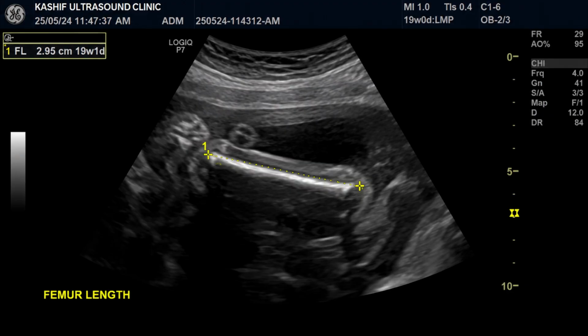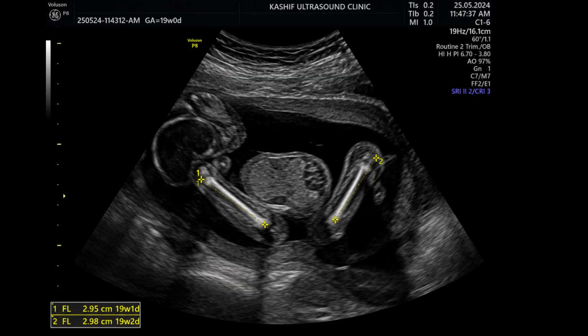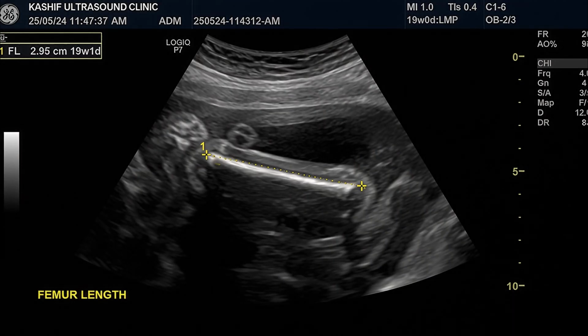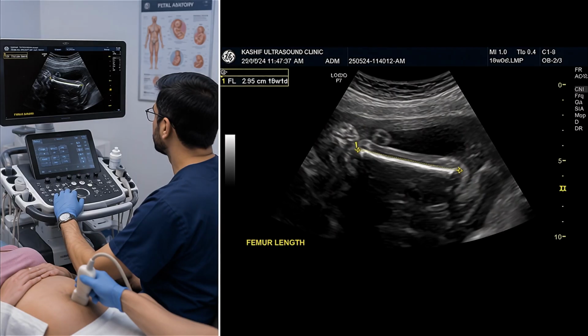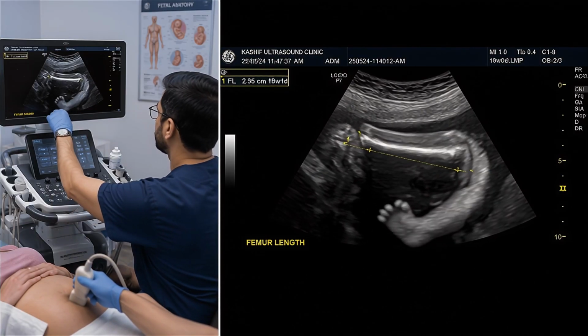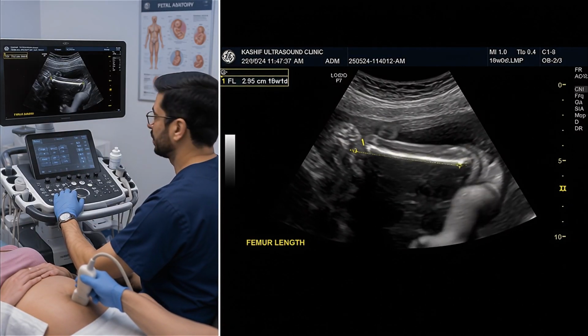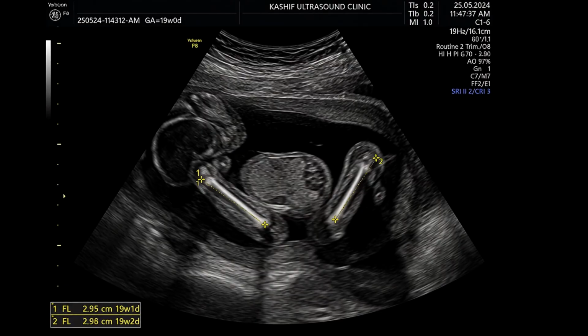Correct measurement technique. Zoom the image. Locate the longest femur. Align the ultrasound beam perpendicular to the bone. Visualize upper end, shaft, lower end. Place calipers at outer edge of ossified shaft. Outer edge of ossified shaft. Measure only the ossified diaphysis. Do not include cartilage.